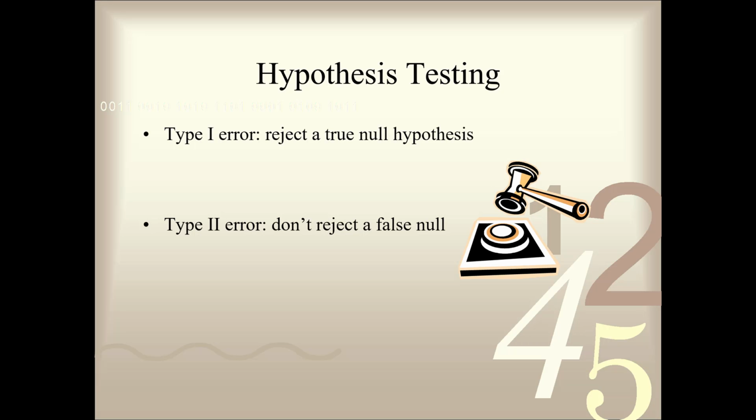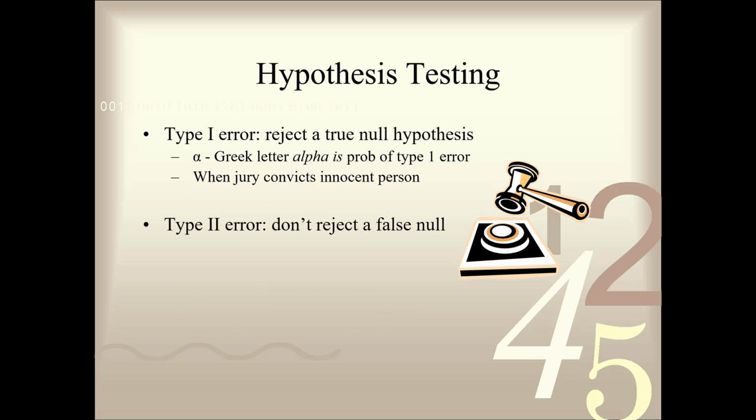Okay, so like I said, type 1 error is rejecting a true hypothesis. The Greek letter alpha represents that, or level of significance as it's often called, and that's the probability of a type 1 error, for example when a jury convicts an innocent person.